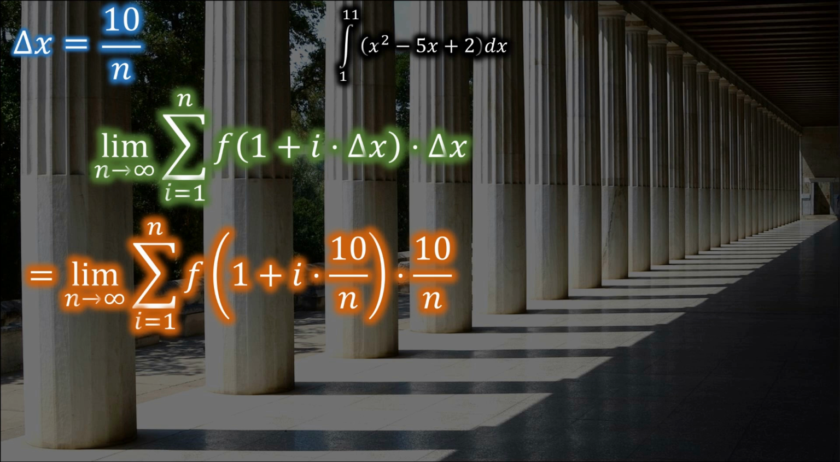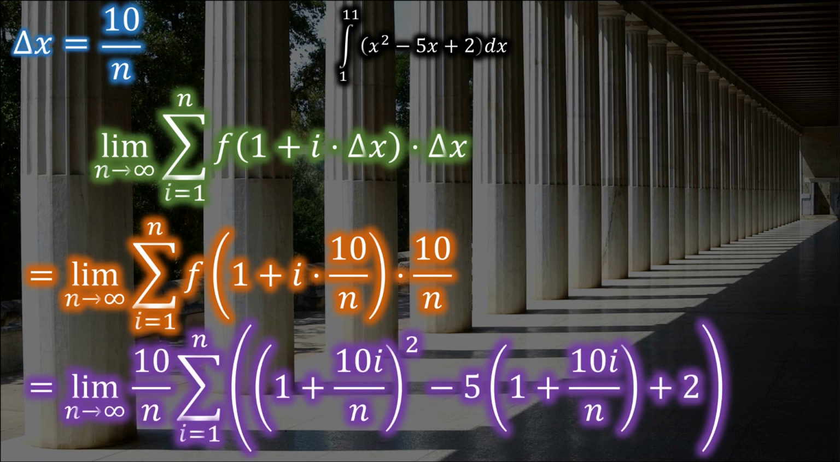I got to take this 1 plus 10i over n and run it through this function of x squared minus 5x plus 2, and that does get pretty gross. Take a moment just to confirm that this is exactly what's happening here. First of all, let me switch this over to a pointer. My 10 over n is still constant, so I'm pulling that out to the front. That's where this comes from.